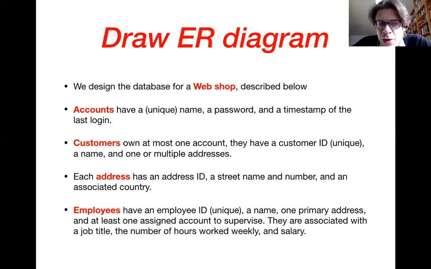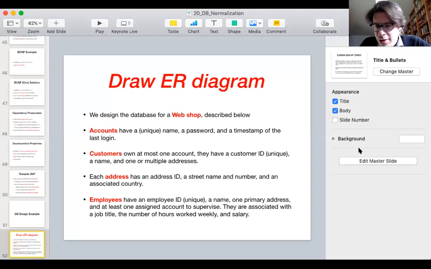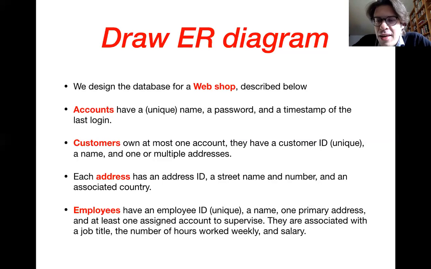We have accounts with a unique name and a password and a timestamp of the last login. Customers of the web shop own at most one account. They have a unique customer ID, a name, and one or multiple addresses. And each address has an address ID, a street name and number, and an associated country.